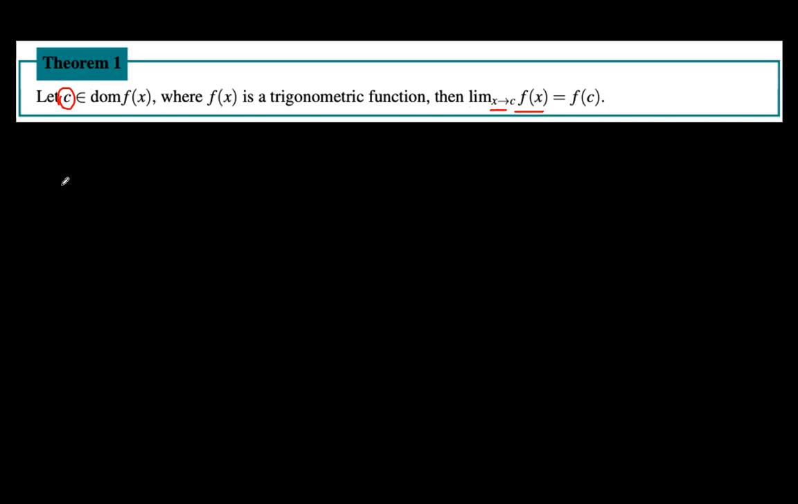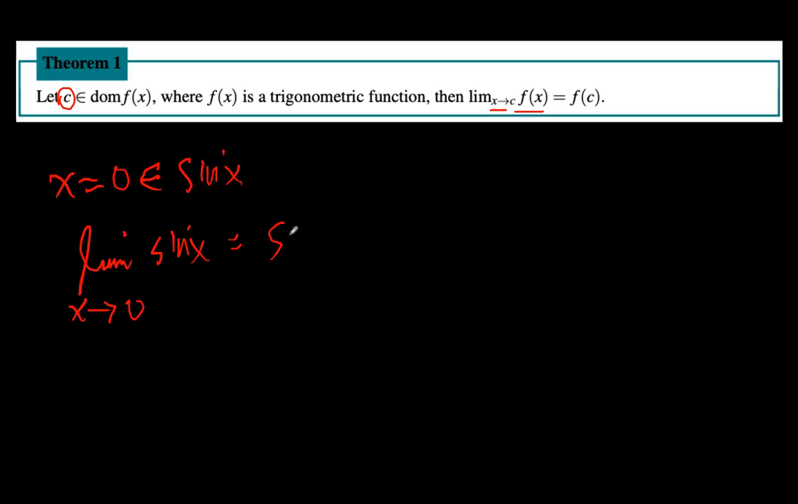So for example, when x is equal to 0, since 0 is an element of the domain of the function, let's say sine x, then we could say that the limit of sine x as x approaches 0 is just equal to substituting 0 for the variable x of sine, which is equal to 0, because sine 0 is equal to 0. So that's what the theorem tells us.